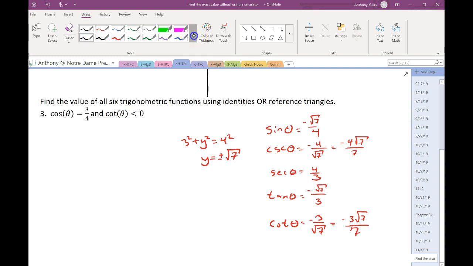Okay. So just like before, I'm going to look for an identity that involves both cosine and cotangent. Which one would I use? Well, there's not one that directly involves cotangent, but I do have one involving secant and tangent. So that's what I'm actually going to use here.